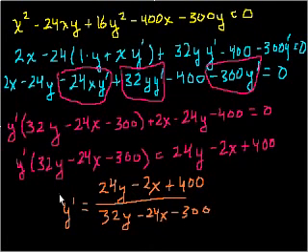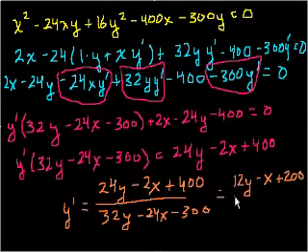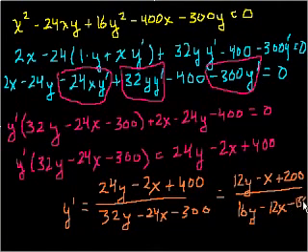And let's see, everything's divisible by 2, so we could divide the numerator and the denominator by 2, and you get 12y minus x plus 200 over 16y minus 12x minus 150. And if I didn't make a careless mistake, that's the answer.